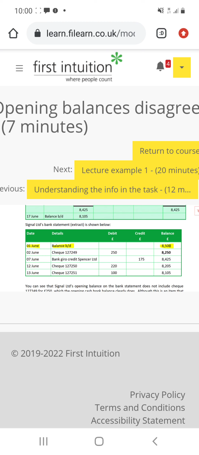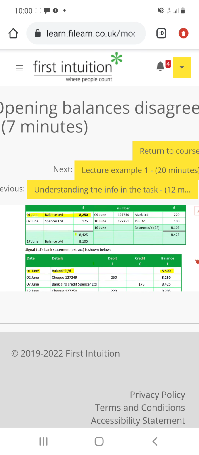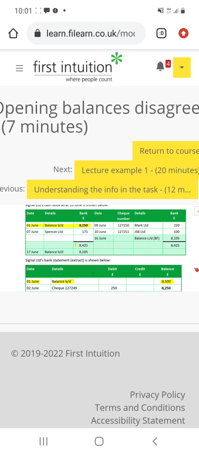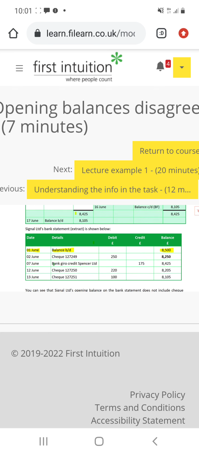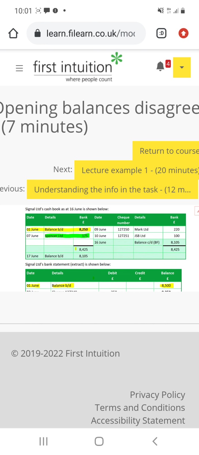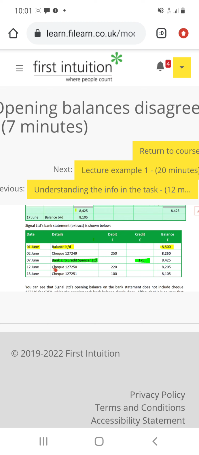Now, if you think about what we would do here, we can see how this works quite nicely, in that if I try and tie up all the receipts and payments I'm dealing with, looking at a receipt, we've got this receipt of 175 from Spencer Limited in my cash book, which I can very easily tie up to that receipt on the bank statement. I've then got two payments we make: check number 127250 to Mark of 220, and then 127251 to JSB of 100. Those two things again tie up very nicely to those two payments. So we're happy with all of that.